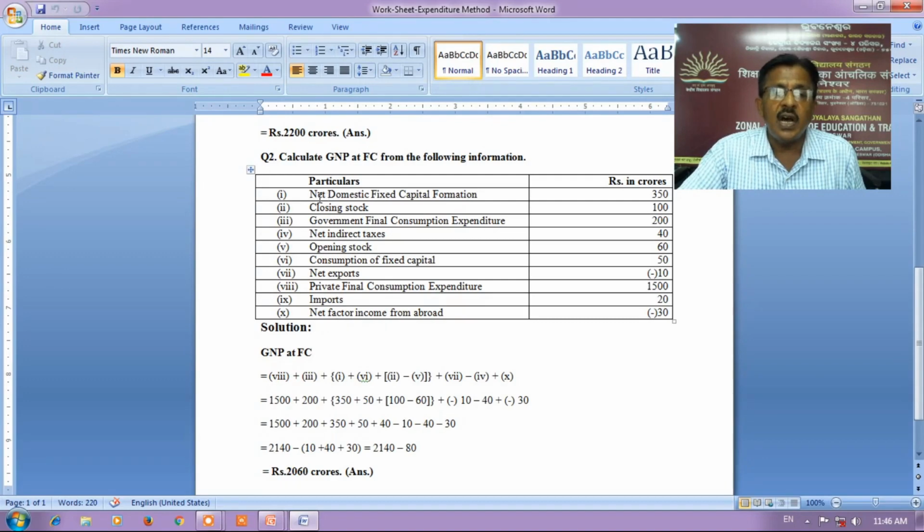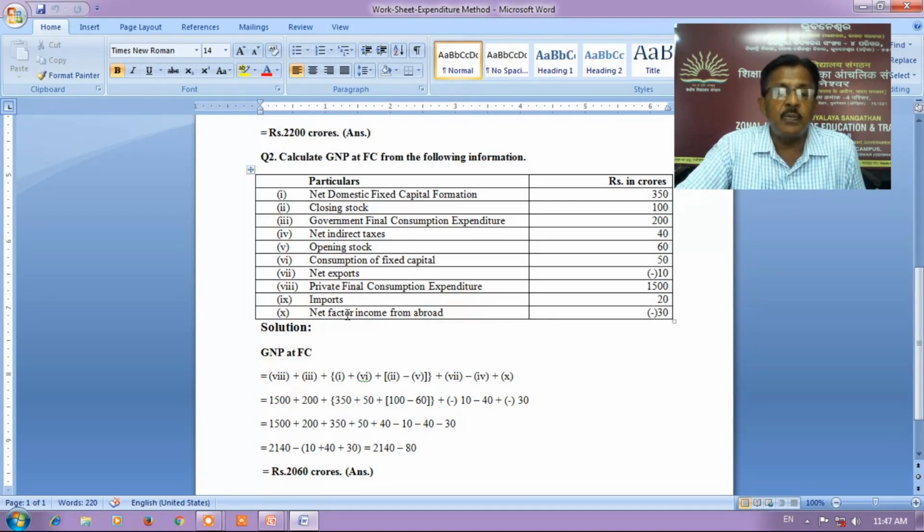So net domestic fixed capital formation plus consumption of fixed capital is gross domestic fixed capital formation. Then plus, within bracket again, plus item number 2, that is closing stock minus opening stock. So change in stock. So this is gross domestic fixed capital formation plus this change in stock. That is gross capital formation, the third component in the expenditure method to find out the GDP. Plus item number 7, that is net exports.